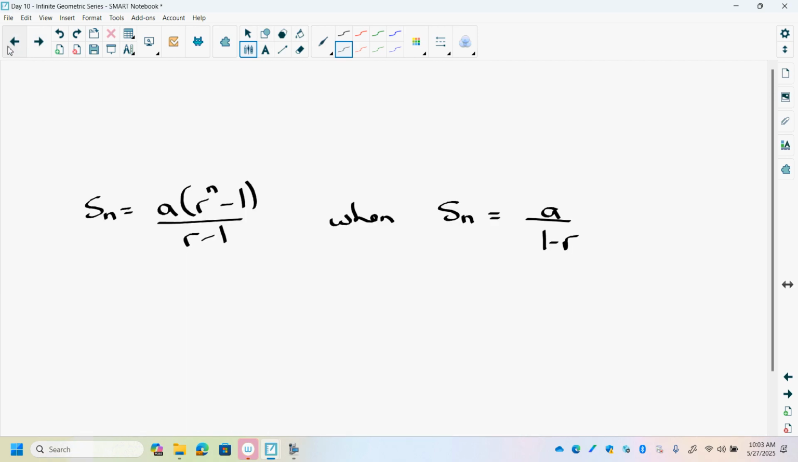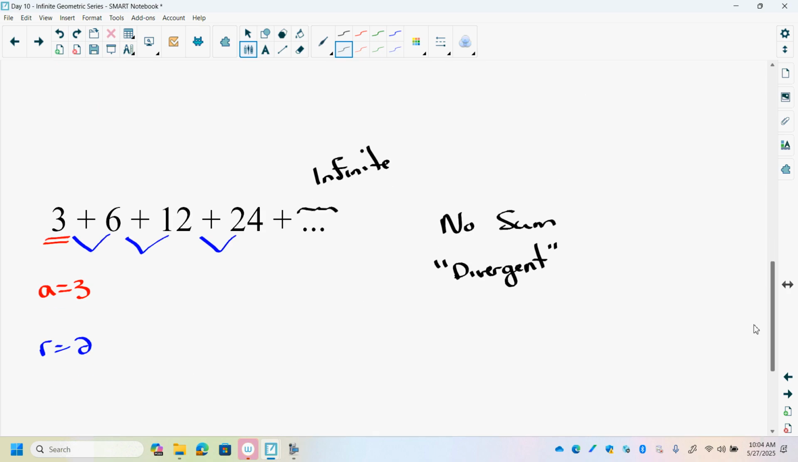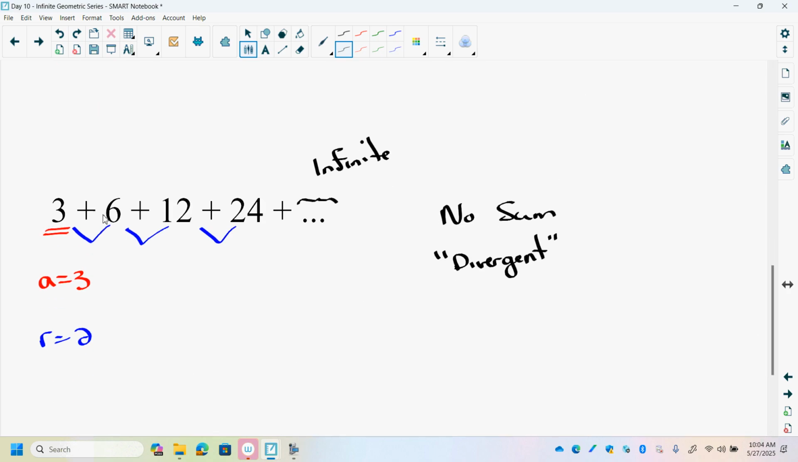And I think you can see that if I add 3 and 6, I get 9. If I add 3, 6, and 12, I get 21. This would give me 36, 42, 45. The more terms I add, the bigger the sum I get.